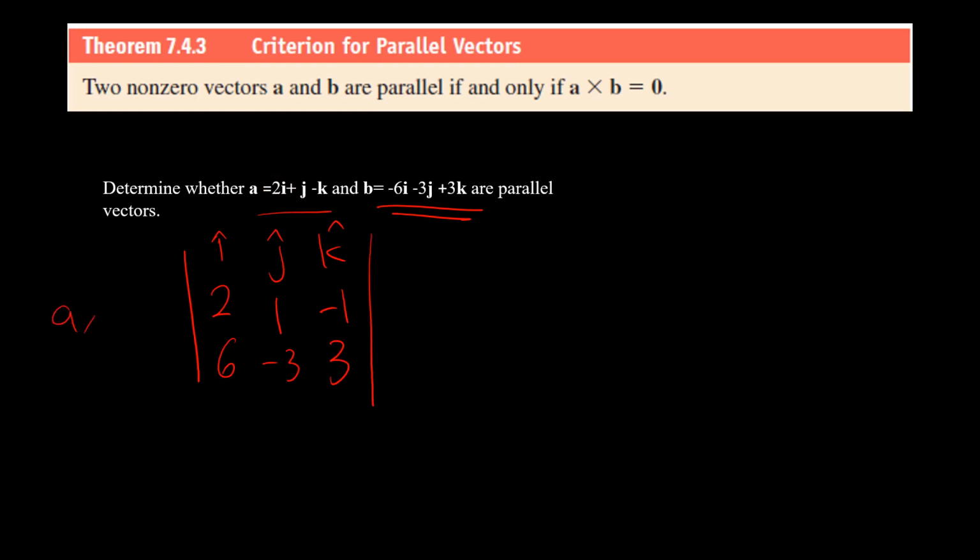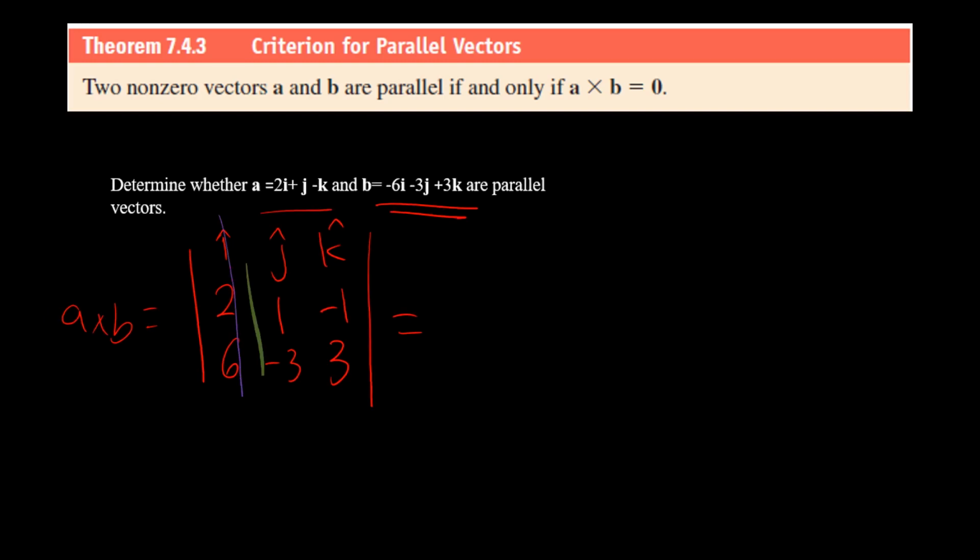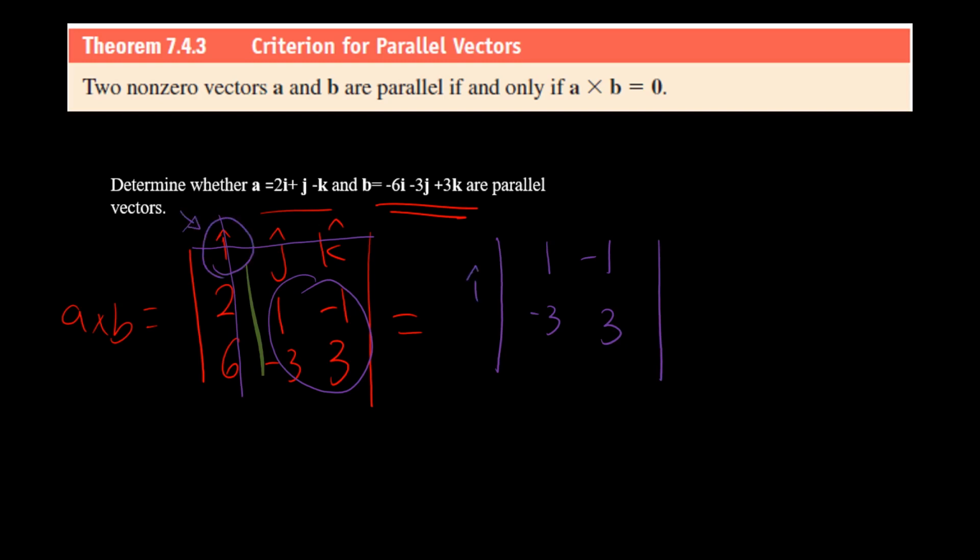Now let's compute it. For that, we eliminate the first row and first column, so we're left with this. We're going to write it here: 1, -1, -3, 3. And the first thing that you see in the first row, i hat, will go in here.